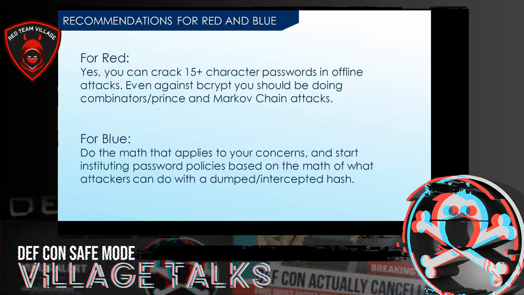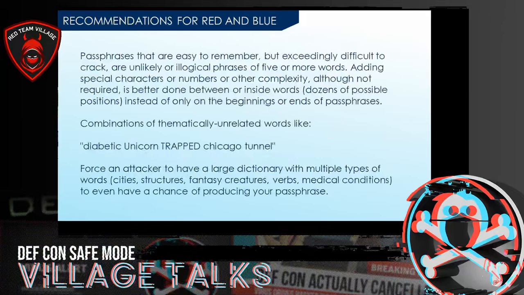which brings me to something that can serve as a starting point for what to pass along to end users. And this is my personal recommendation, which of course is fairly paranoid, but the intent here is to make sure a hash, regardless of what type of hash it is, can't be cracked in $500 of expense. Which means you're going to be making illogical or highly unlikely phrases of five or more relatively uncommon words that are thematically unrelated. Whew. That seems like a lot, but we're talking about diabetic unicorn trap Chicago tunnel as a passphrase.